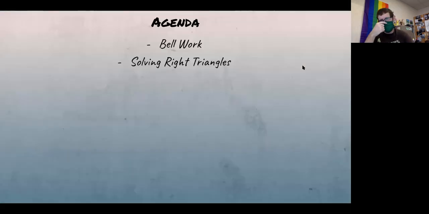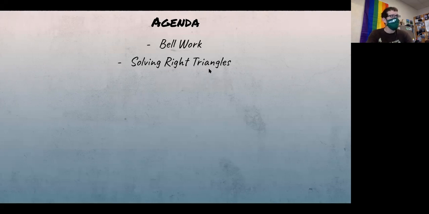All right, so what we're going to do today is combine a bunch of stuff we've been learning into one. We call it solving right triangles. The main idea behind this is rather than me giving you a triangle diagram and saying, solve for this side or solve for this angle, we're going to say instead, solve for everything that we don't know.